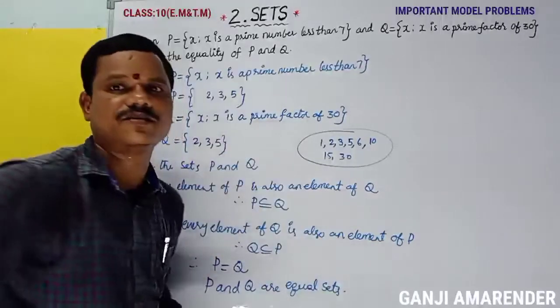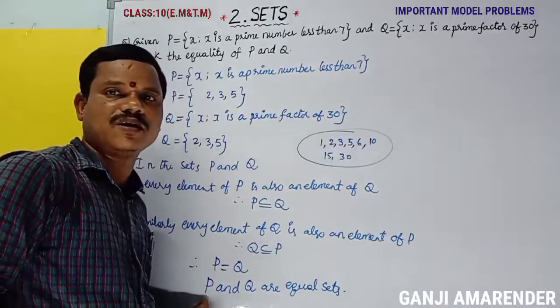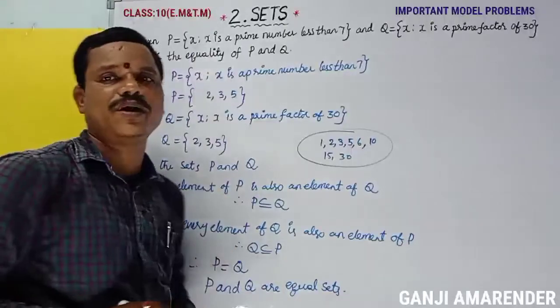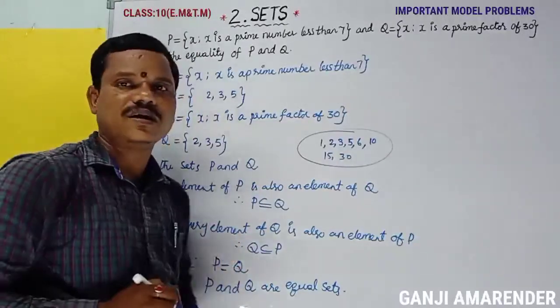Sets. ఈక్వల్ సెట్స్ అవుతాయి కదా. సెట్ Pలో ఉన్న ఎలిమెంట్స్ Qలో ఉన్నాయి, Qలో ఉన్న ఎలిమెంట్స్ Pలో ఉన్నాయి కాబట్టి P అండ్ Q ఏమవుతాయి, ఈక్వల్ సెట్స్ అవుతున్నాయి. మనం ఇక్కడ ఏమడిగిండు, చెక్ ద ఈక్వాలిటీ ఆఫ్ P అండ్ Q అన్నాడు. P అండ్ Qలు ఈక్వల్ అయితే లేదా చెక్ చేయమన్నాడు కాబట్టి P అండ్ Q ఆర్ ఈక్వల్ సెట్స్.